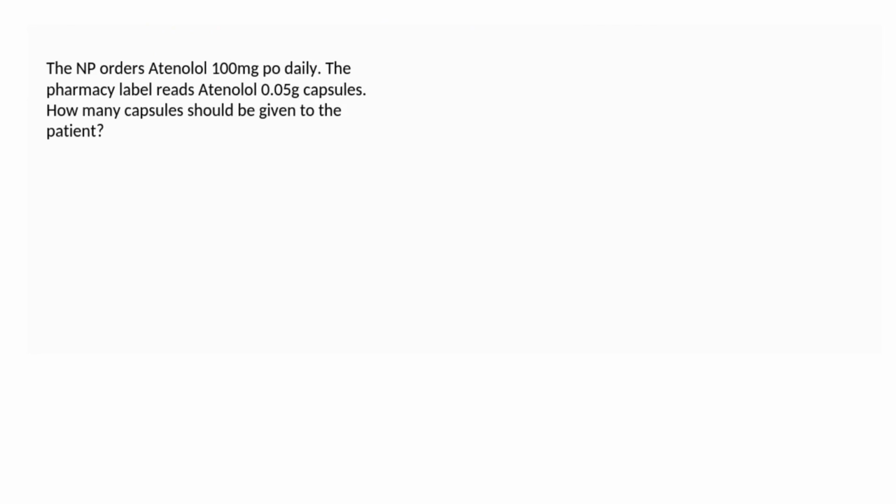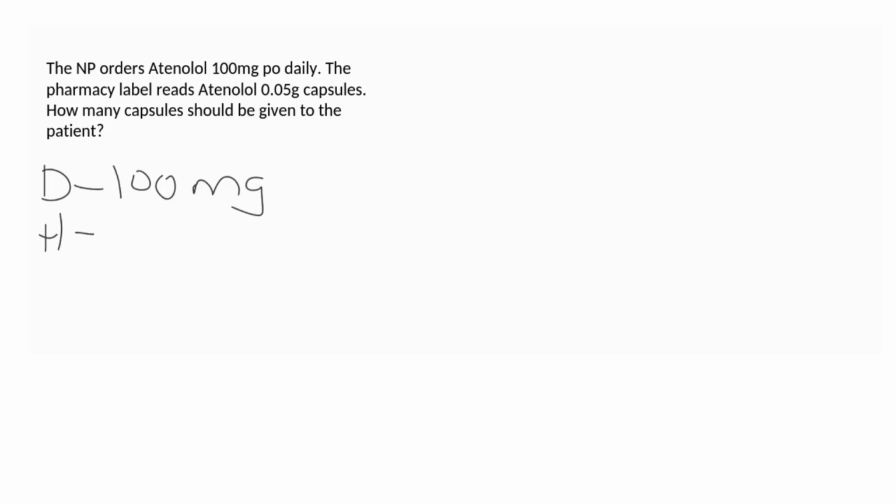Let's see. The nurse practitioner orders atenolol 100 milligrams PO daily. The pharmacy label reads atenolol 0.05 gram capsules. How many capsules should be given to the patient? So, let's just follow our same method here. We are going to pull out our numbers. Desired order is atenolol 100 milligrams. So 100 milligrams.